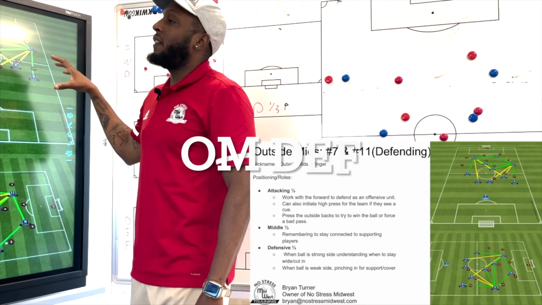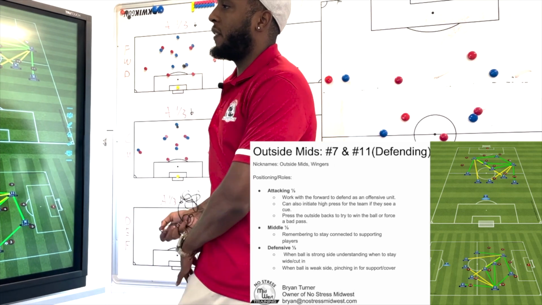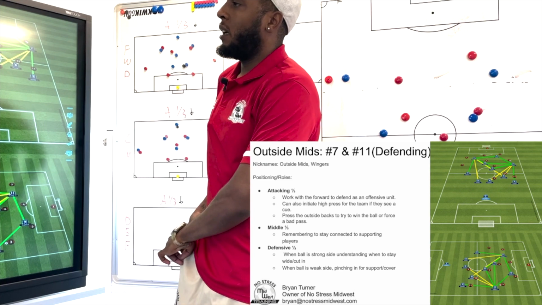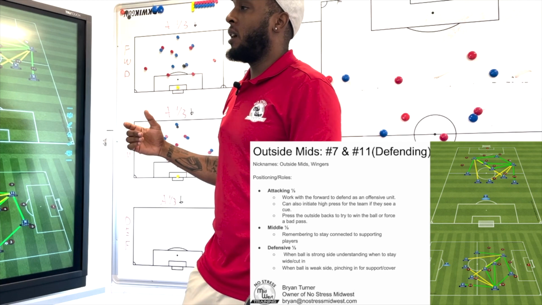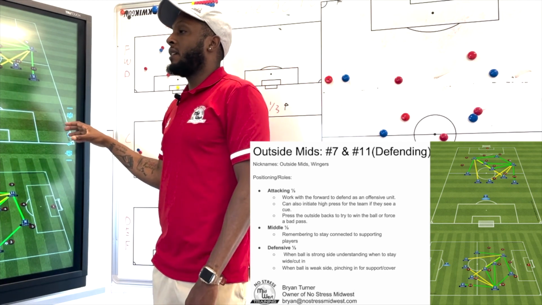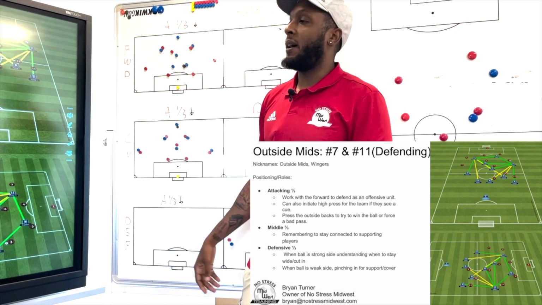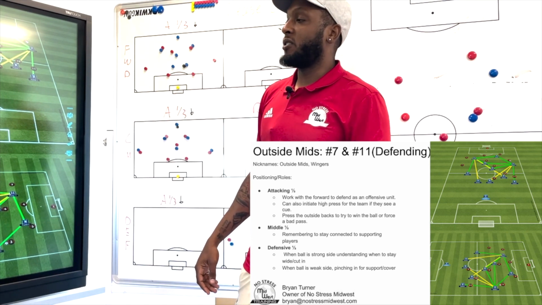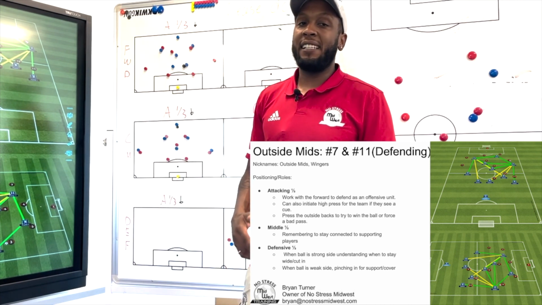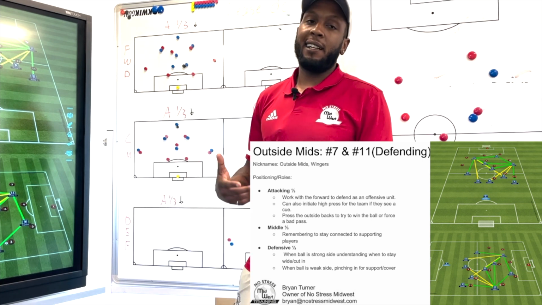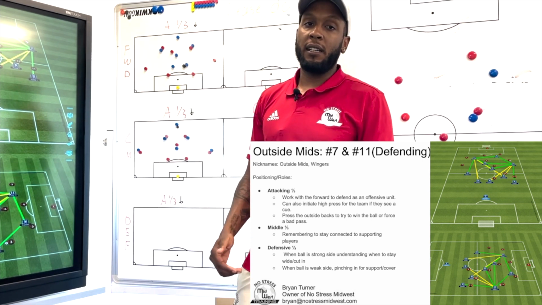Okay, now in the defending aspect, in the attacking third, we're working with the forwards to defend as an offensive unit. Also can initiate that high press if we have team cues, and press the outside back to try to win the ball or force bad passes. In the middle third, we're just remembering to stay connected to our supporting players. And then finally in that defensive third, when the ball is strong side, just understand when to stay wide, when to cut in, pinch for support and cover, and so on.